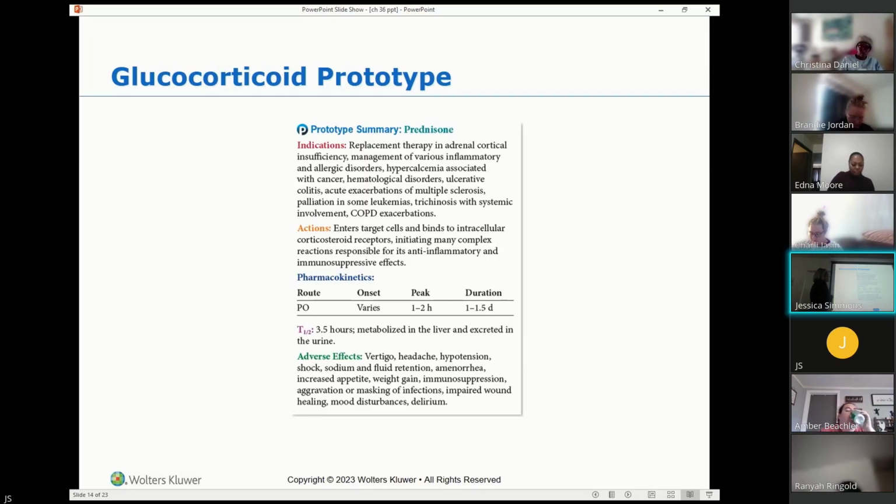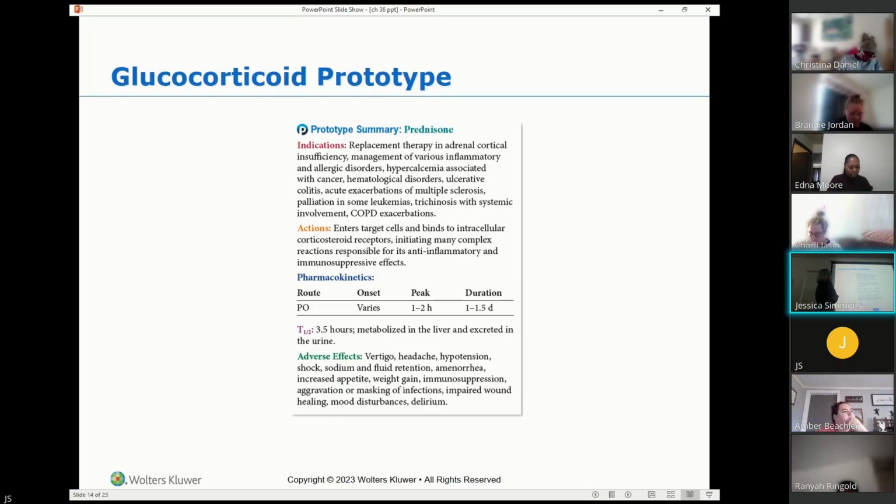Hypercalcemia associated with cancer. So if you have malignancy within the bone that is releasing a lot of calcium into your bloodstream because the tumor is breaking down the calcium within the bone, you can have hypercalcemia because it's not supposed to be there. It's supposed to be in the bone, not in the blood. Okay.